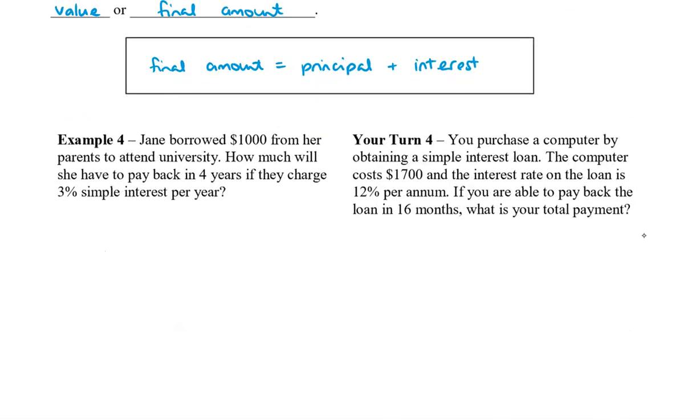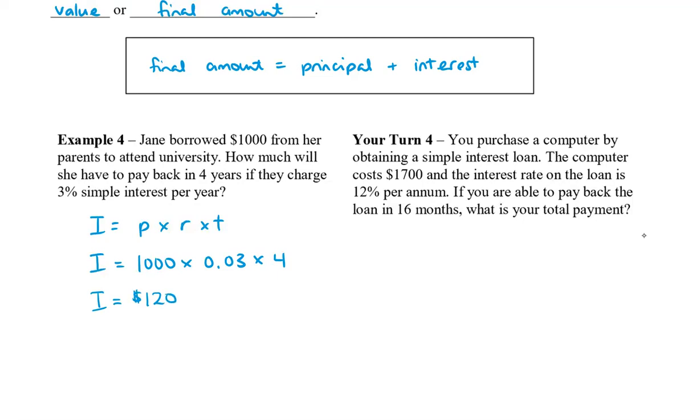So here is an example. Jane borrowed $1,000 from her parents to attend university. How much will she have to pay back in 4 years if they charge 3% simple interest per year? All right, so we have I equals PRT. And let's calculate how much interest she has to pay first. So principal is 1,000 times our rate, which is 0.03, times time, which is 4 years. And this one we can actually do without a calculator. So 1,000 times 0.03 is 30, and then 30 times 4 is $120.